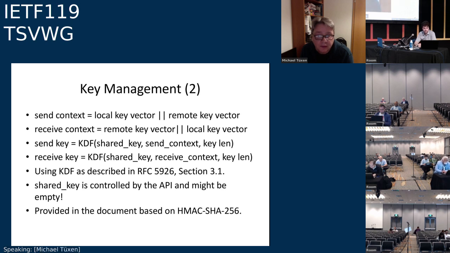There is one special case. The special case is when the key ID is 0, which means the shared key is empty. That is if you start right at the beginning and you don't have anything else. The text in the document is not as generic as given here in the slides, but it's done explicitly using HMAC SHA-256. Next slide.